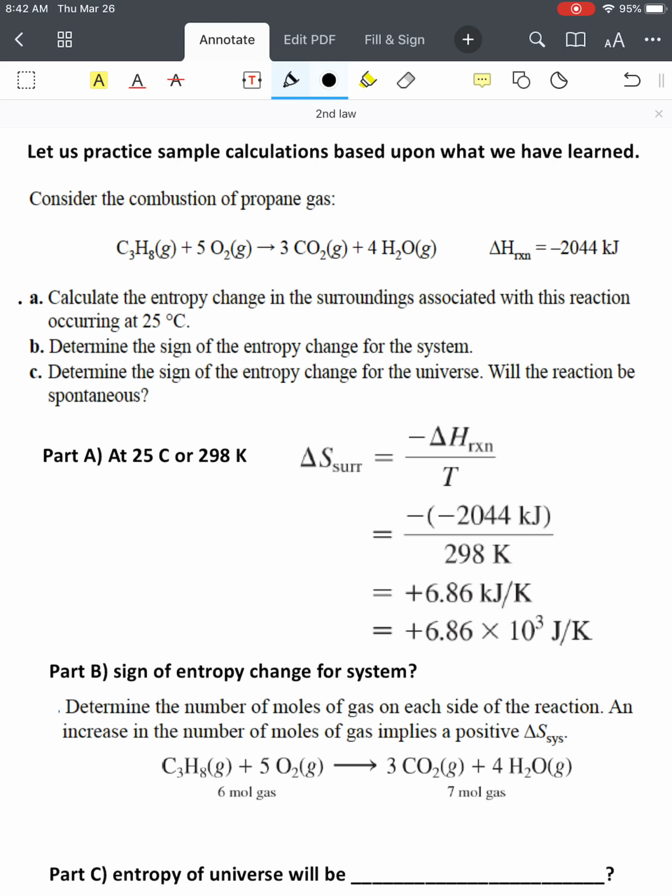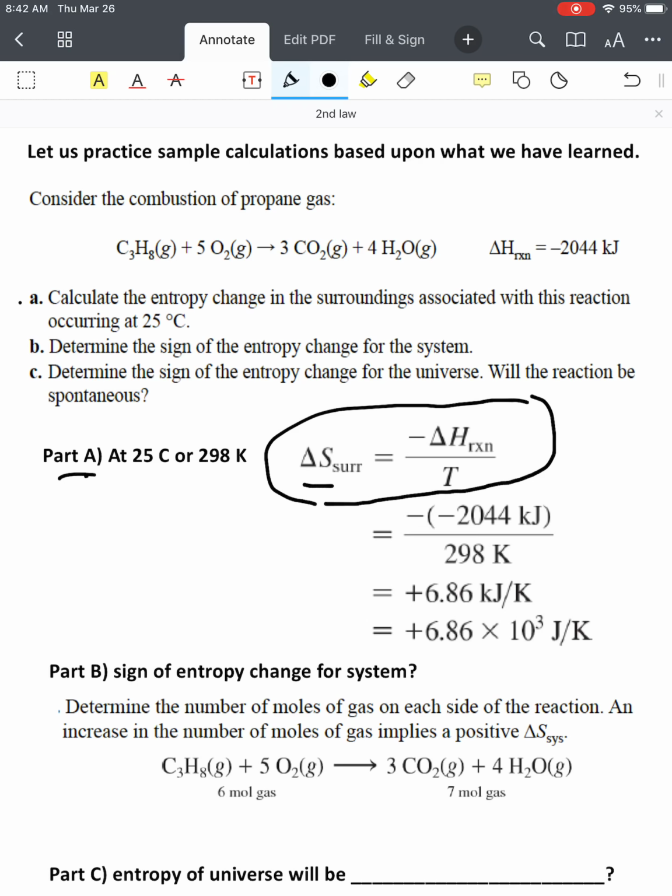Part A, we want to calculate the entropy change in the surroundings associated with this reaction occurring at 25 degrees Celsius. Let's tackle that one. Now, how are we going to do this? Well, we need to go back to the equation that we learned a few slides ago. We didn't talk much about this equation, okay? But this was what we substituted into that entropy of the universe equation to derive that second law, the one for the Gibbs free energy.